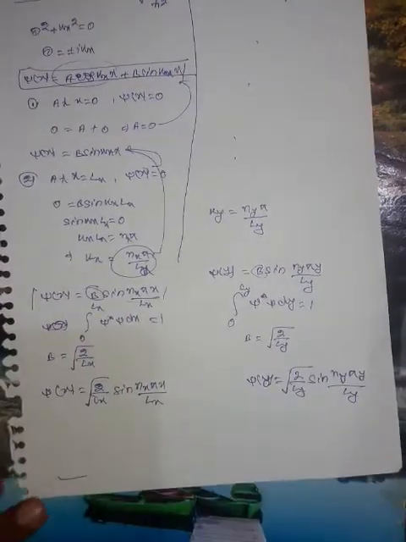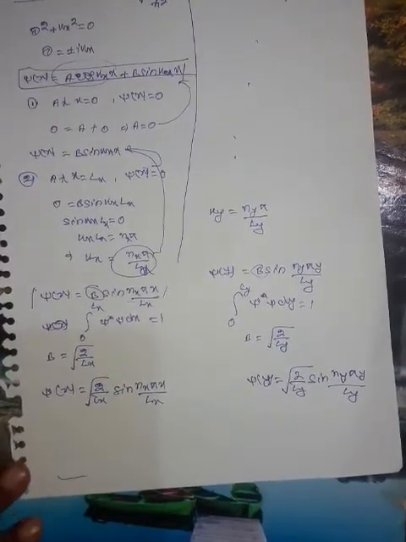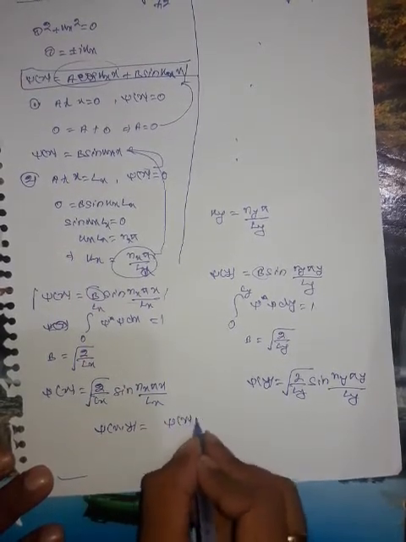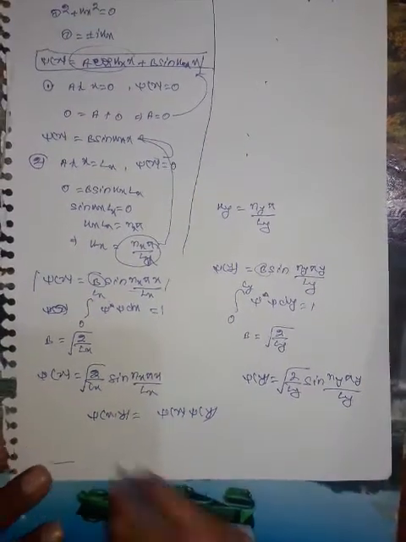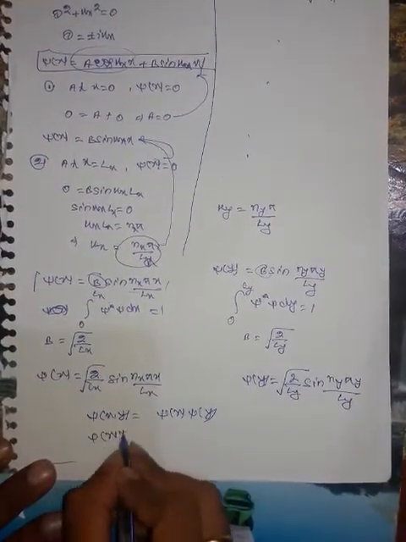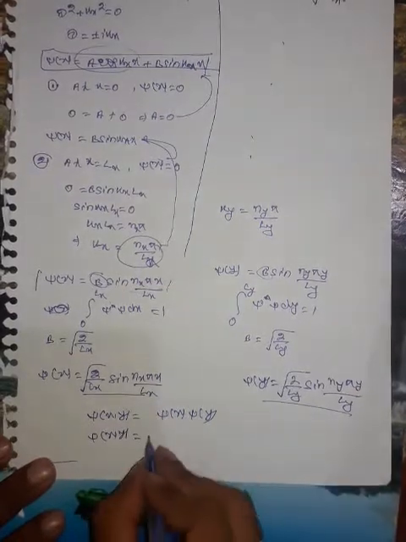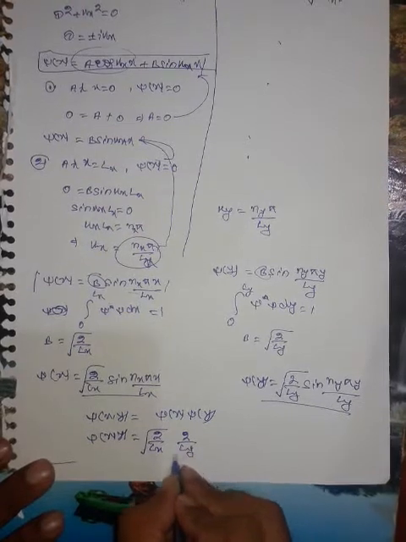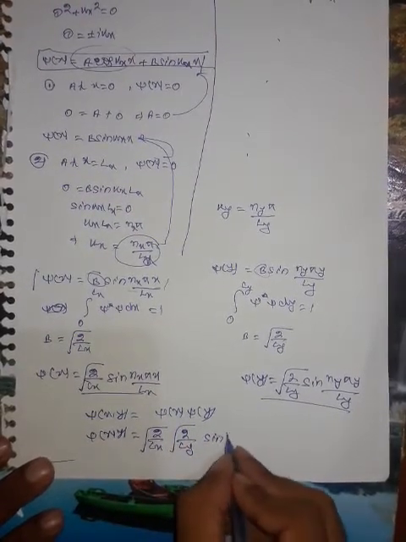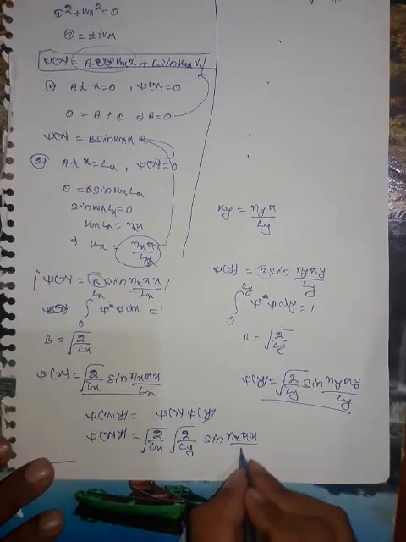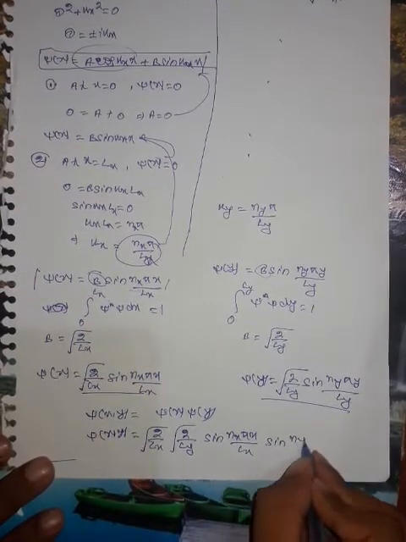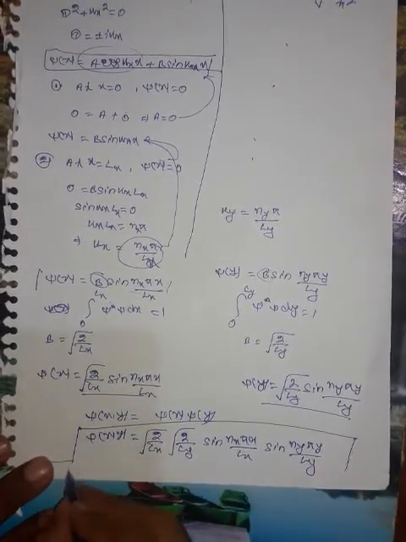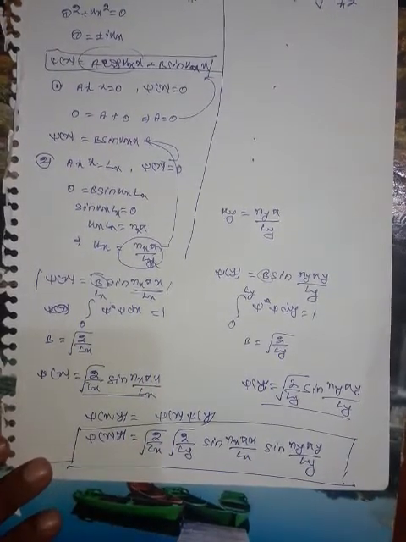Okay, so the total wave function in a 2D box can be written as psi of xy is equal to psi of x into psi of y. So psi of xy is equal to root of 2 by lx times root of 2 by ly, sin(nx pi x by lx) sin(ny pi y by ly). So this is the wave function of a free particle inside the 2D box.